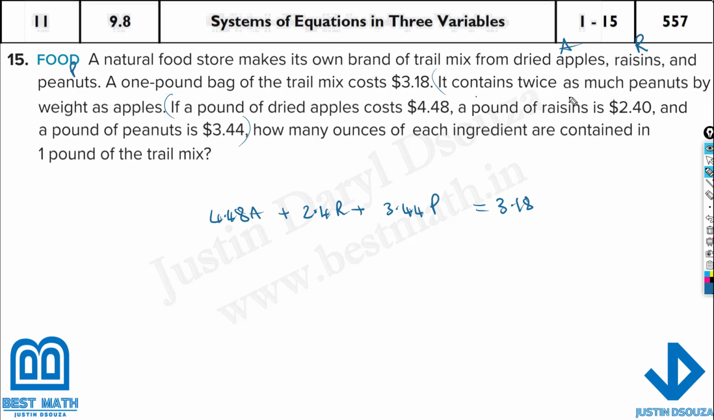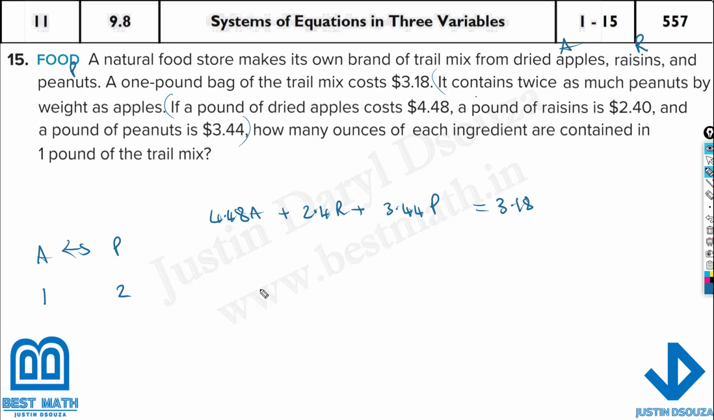It contains twice as much peanuts by weight as apples. Okay, this is very important. Now, if you have apples and peanuts, right? They are in some relation. If you have 1 kg of apples, whatever the weight, 1 unit of apples, then the peanut is twice. It'll be 2 times. So here, don't write A is equal to 2P. This is wrong. Many students tend to make that mistake.